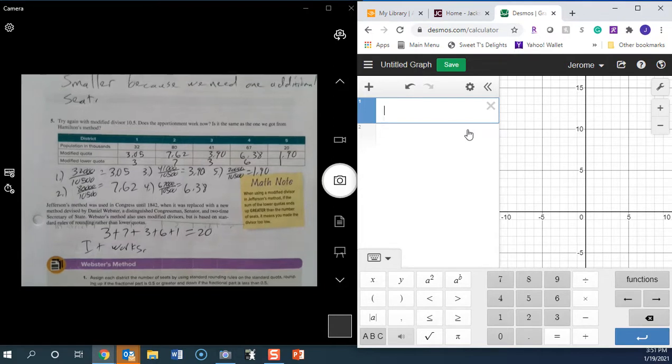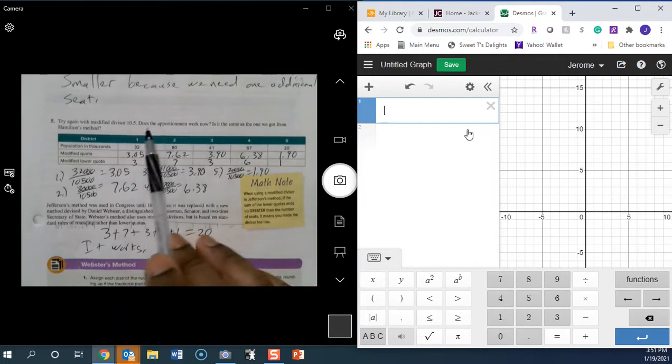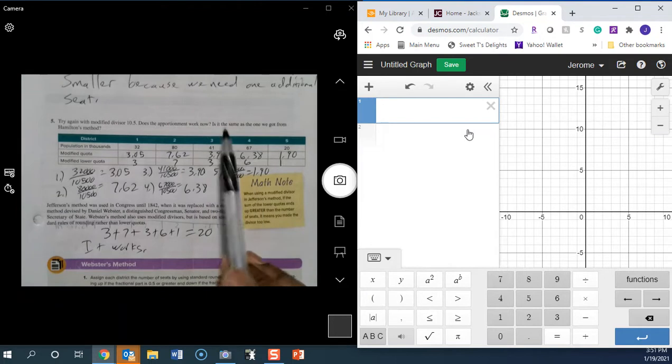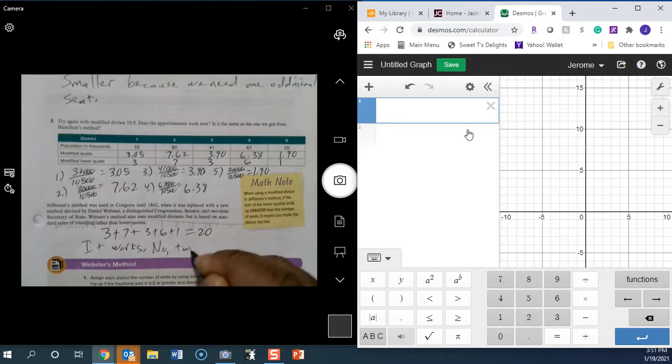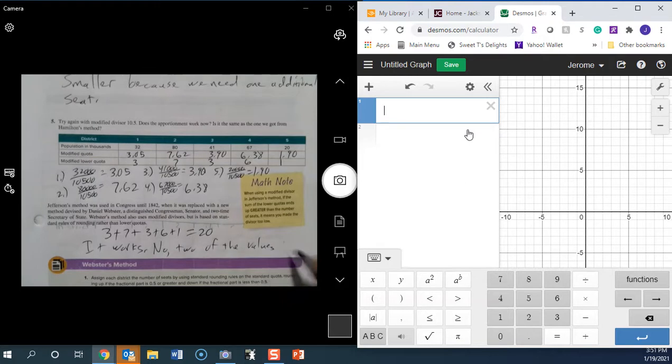Now, there's one other question. It says, does the apportionment work now? It works. But it says, is it the same as the one we got from Hamilton's method? No. Two of the values in the districts are different.